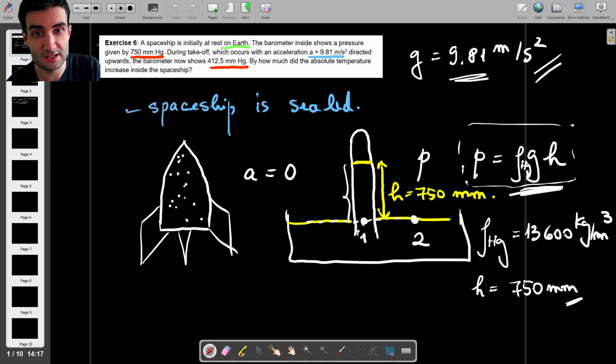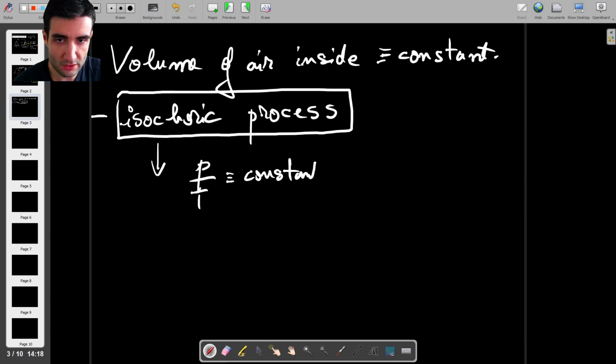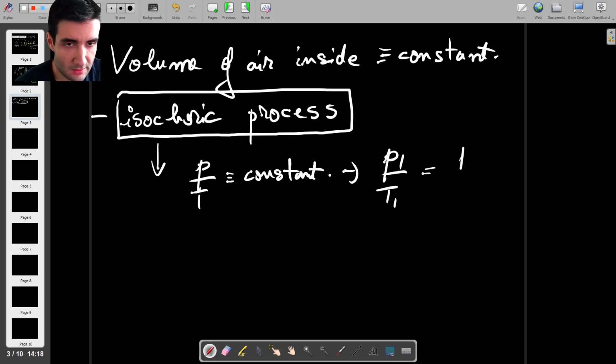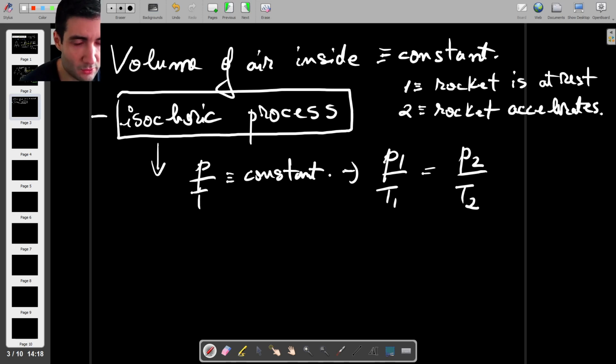And this is why the question is asking by how much the absolute temperature increases, because an isochoric process is given by P over T is constant. So if we use this, we'll be able to find what happens to the temperature. So let's write this as follows. We have P1 over T1 is equal to P2 over T2. Now, what does 1 and 2 mean? Well, 1 is simply when the rocket is stationary, at rest, and 2 means when the rocket accelerates. So that is given by the second scenario.